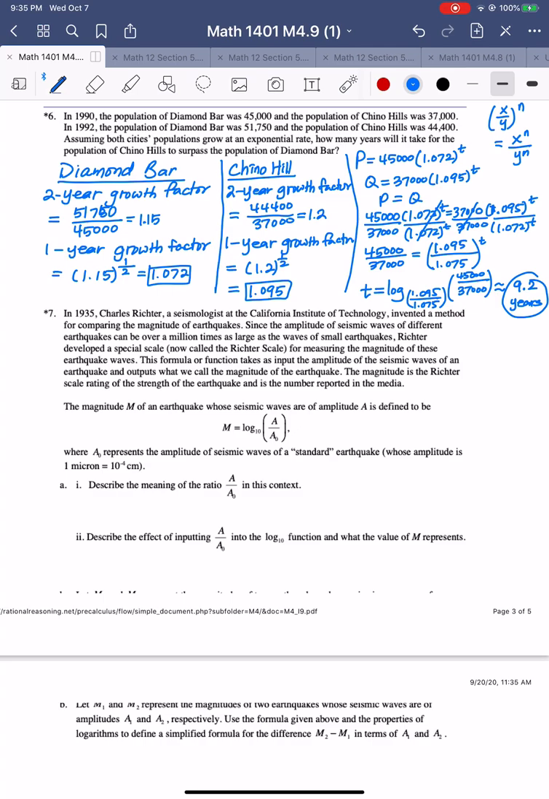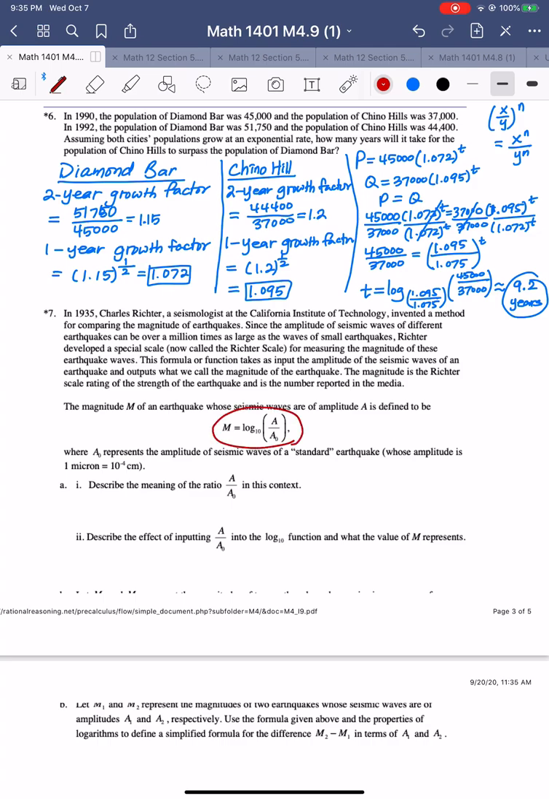Richter developed a special scale, now called the Richter scale, for measuring the magnitude of these earthquake waves. This formula or function takes the input amplitude of the seismic waves of an earthquake and outputs what we call the magnitude of the earthquake. The magnitude is Richter's scale rating of the strength of the earthquake, and this number is reported in media. The magnitude M of an earthquake whose seismic wave amplitude is A is defined to be, and this is a formula.